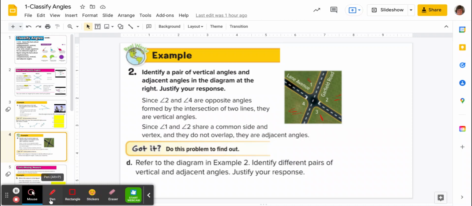Now you will do letter D. It says refer to the diagram in example 2. Identify different pairs of vertical and adjacent angles. Justify your response.